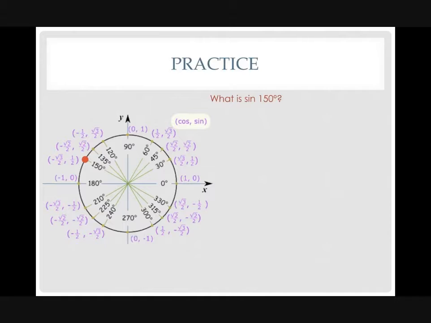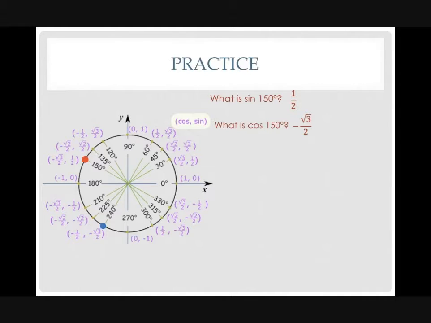So at this part, what is sine? Well, sine is 1/2. Notice how in the second quadrant, your y values are positive and sine controls y, so sine will also be positive. Cosine of 150 is negative square root of 3 over 2.